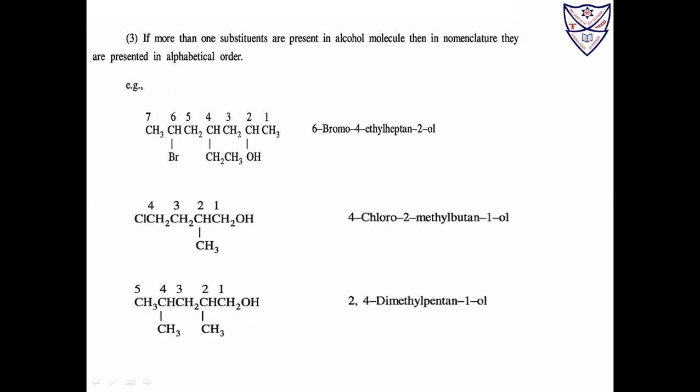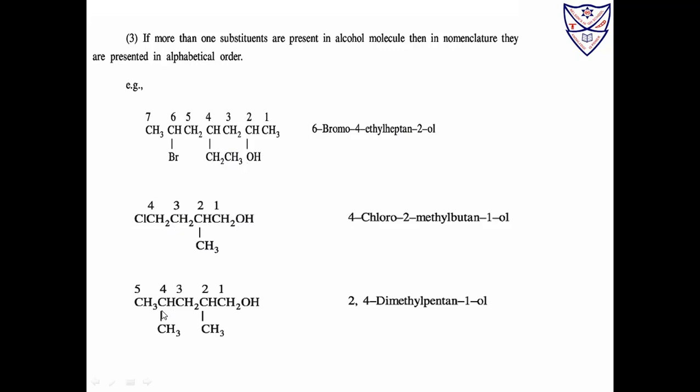So if more than one substituent is present in the alcohol molecule, then the nomenclature is presented in alphabetical order. See, bromine is there, then ethyl group, then hydroxyl. According to the alphabetical order, it comes first: 6-bromo, 4-ethyl, hept-2-ol. Not heptanol, it's hept-2-ol. So what about here? Chlorine, and then a methyl group and the alcohol. So 4-chloro-2-methylbutan-1-ol.